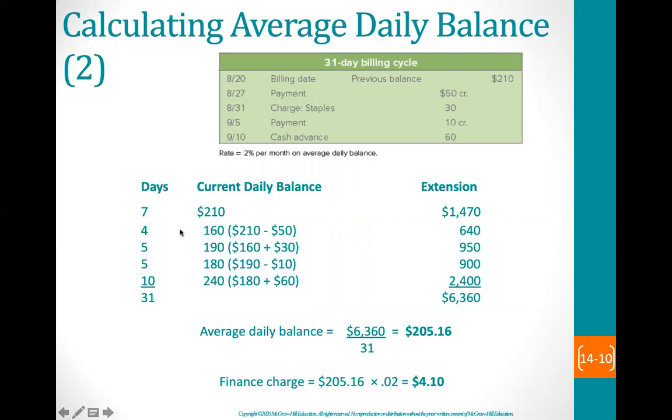Then her balance became $160. She made the $50 payment. The 160 balance stayed for 4 days, 8/27 to 8/31. So 160 times 4 is 640.